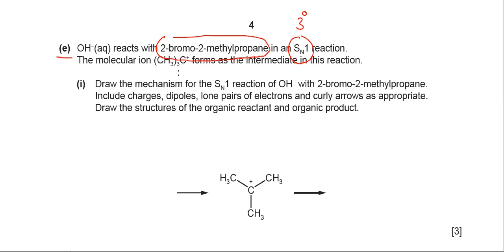Then he says a tertiary carbocation forms as an intermediate in this reaction. You can see easily here, this is the intermediate, the trimethyl carbocation. Draw the mechanism for the SN1 reaction of hydroxide ion. In the SN1 mechanism, we use only one species in the initial step, which is the slowest step. So I'm going to draw 2-bromo-2-methylpropane. Here I'm going to write methyl, here methyl as well, and the methyl part.